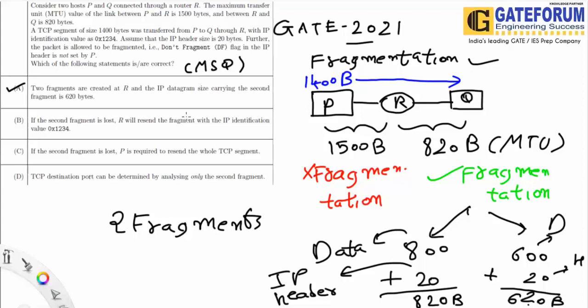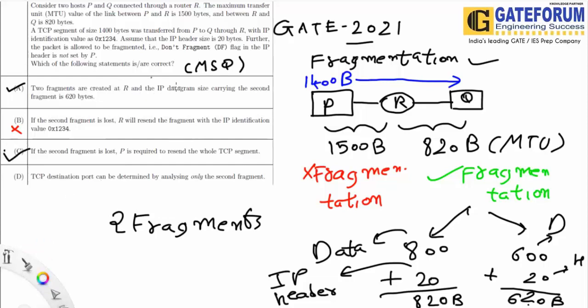If it was not a connection oriented mechanism, if it was connectionless or a UDP based protocol, then this would be true. Then we would resend the fragments based on the IP identification. But as it is related to TCP, which is mentioned clearly in the question, that they are doing this using a TCP segment, this statement would be false. The correct statement is: the second fragment is lost, so we are required to resend the entire TCP segment. So this C would be true.